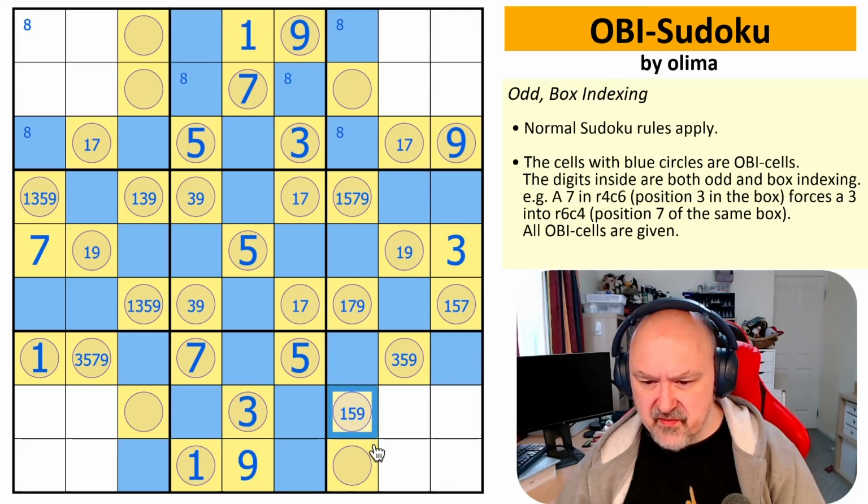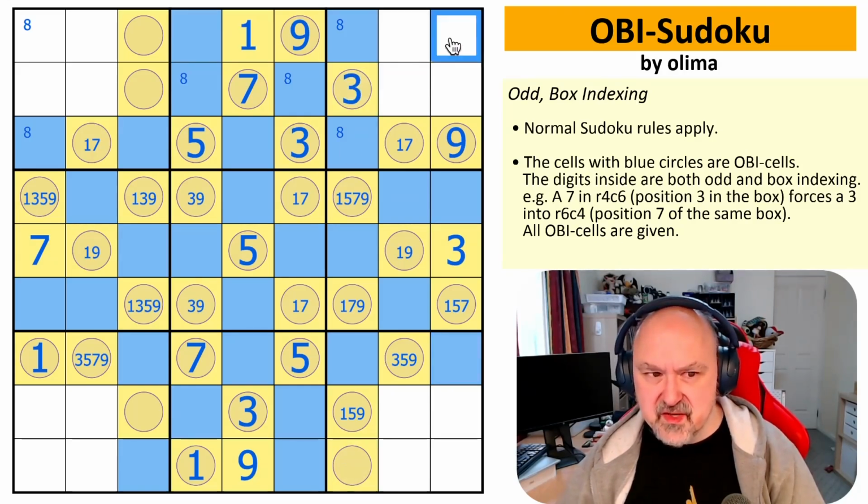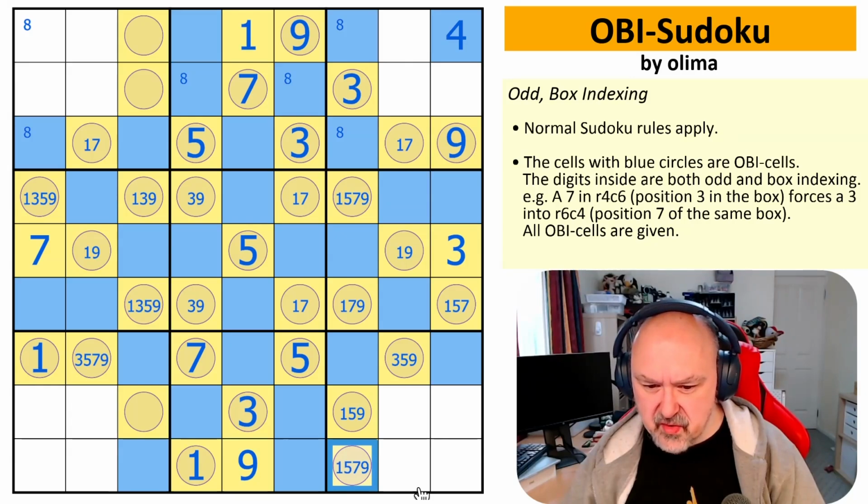This is 1, 5, 9. Puts 3 in one of those two. But that can't be a 3 because that would put a 7 there. So this is a 3, which means that's a 4. And I've got another even digit because this has to be 1, 5, 7, or 9. And it's not 1 or 9. This is 5 or 7, which means a 7 is either here or here.